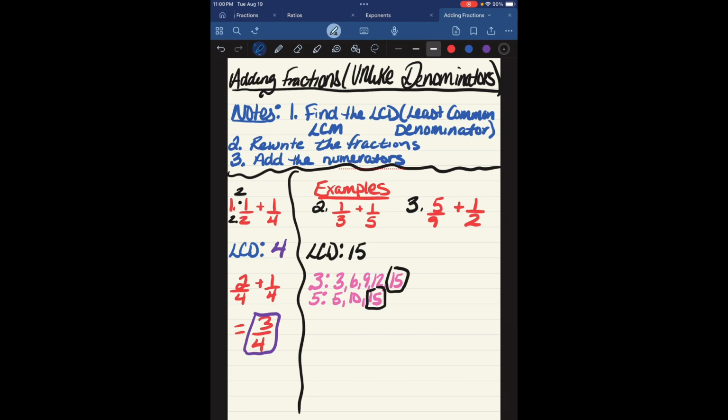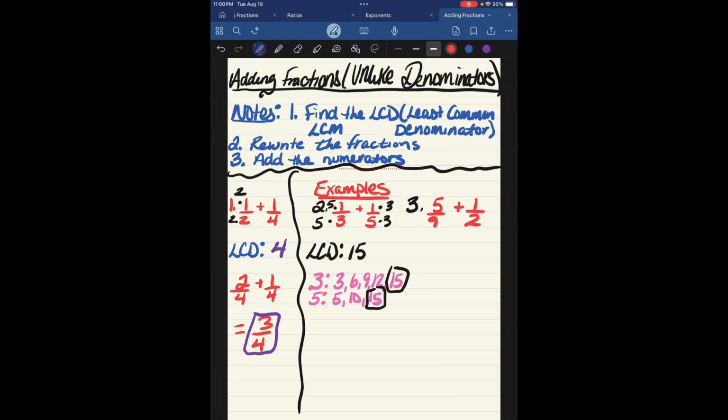Now back to the work. So now we're going to rewrite these fractions. 5 can go into 15 3 times, so we're going to multiply 3 on top and the bottom for 1 over 5. And for 1 over 3, we're going to multiply by 5, because 3 can go into 15 5 times.